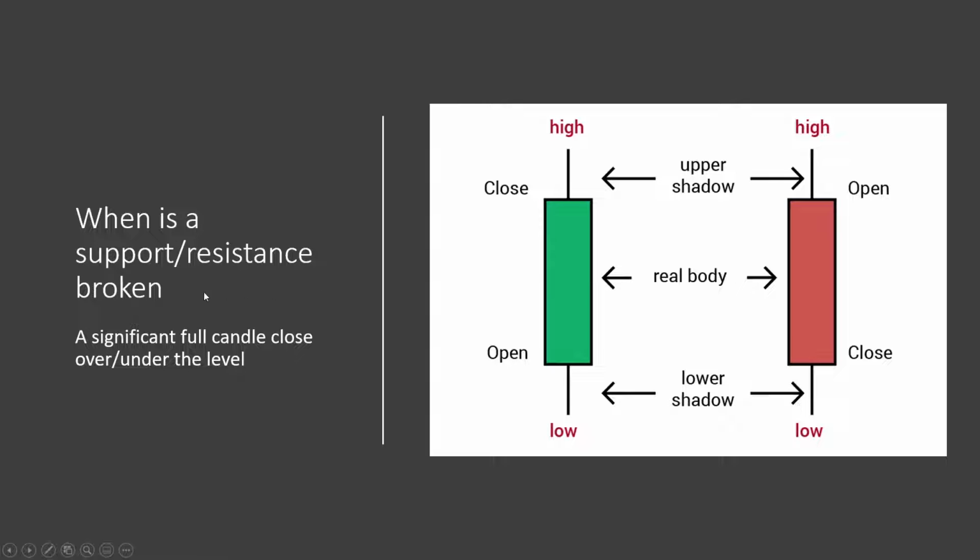When is support or resistance broken? It's when a significant full candle close is over or under the level. A close is when a candle opens and it closes. So you have a full body above or below the support or resistance area. A wick doesn't count. A wick is just a line. It counts in a green candle or a red candle.